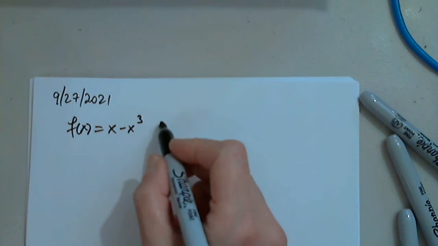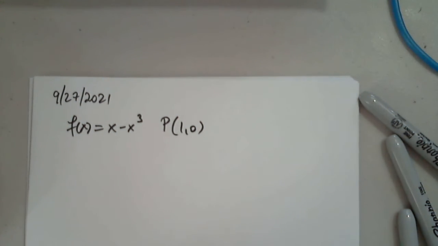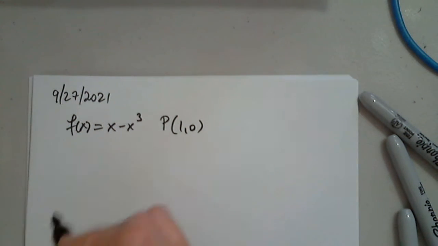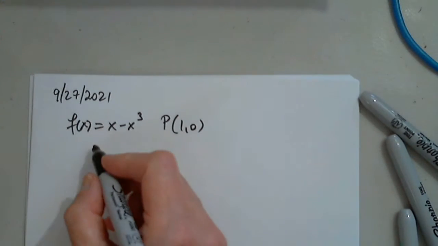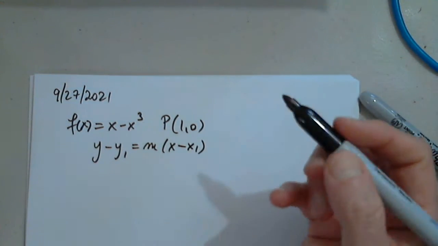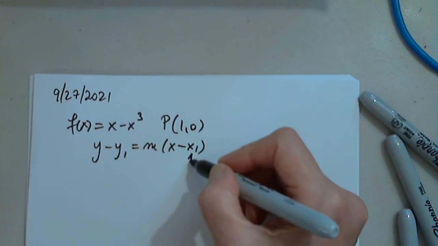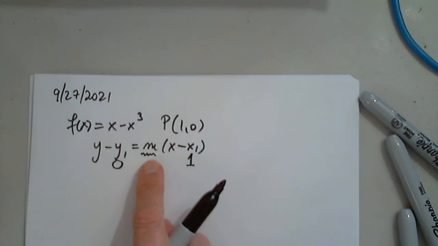At the point (1, 0). Let's see, (1, 0). That's correct. Okay. So the actual problem is to find the slope and then find the equation of the tangent line. Perfect. So we know that this is y minus y1 equals the slope times x minus x1, in which I know that this will be 1 and this will be 0. The only thing is to determine the slope.